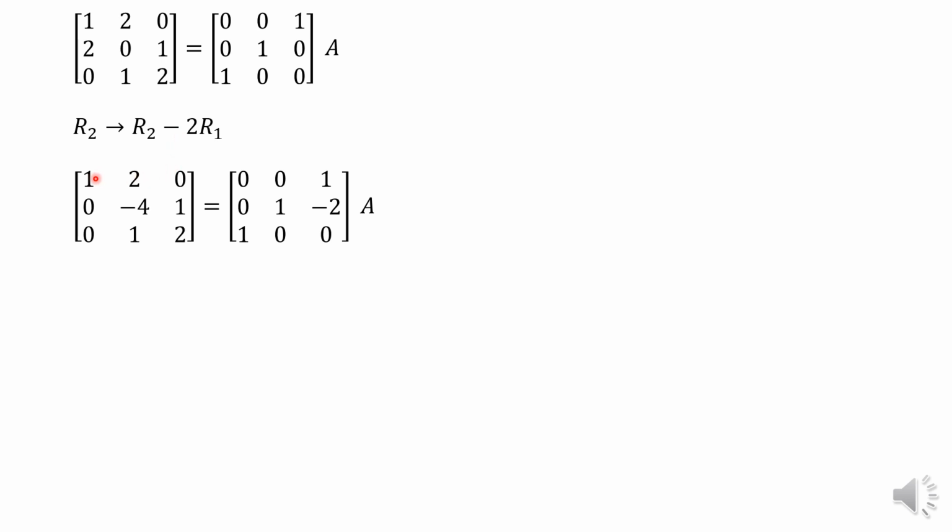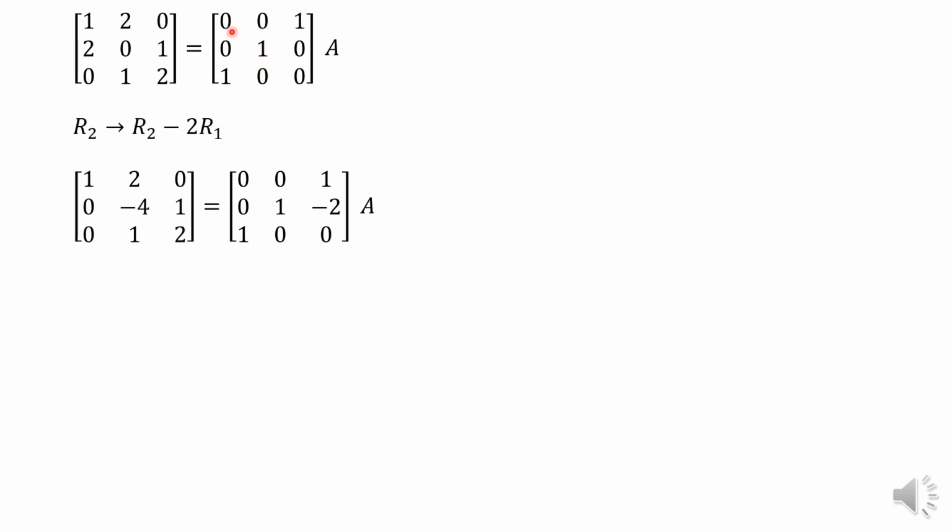First row I am not changing, 1 2 0. Second row I am changing: 2 minus 2 times 1, that is 0. 0 minus 2 times 2, 2 times 2 is 4, 0 minus 4 is minus 4. Next 1 minus 2 times 0, that is 1 minus 0, which is 1. This is the second row, and third row I am not changing. The same operation has to be applied on this matrix also.